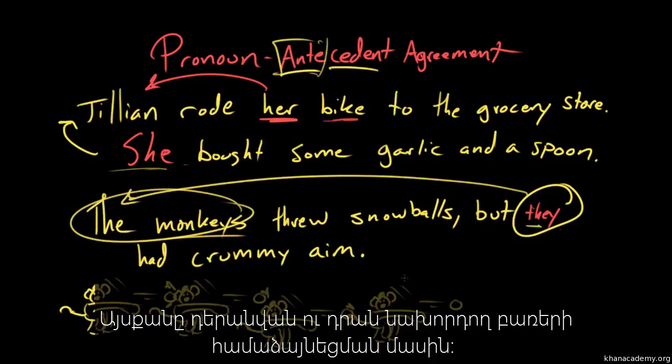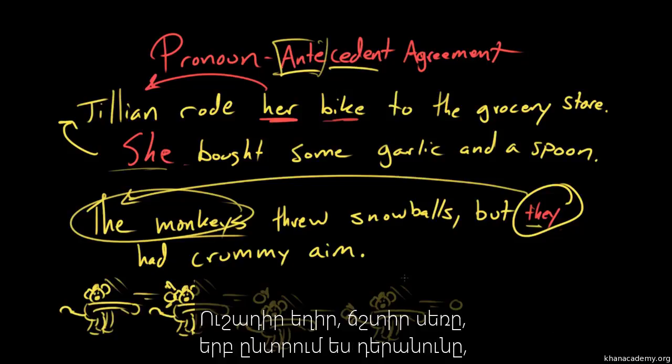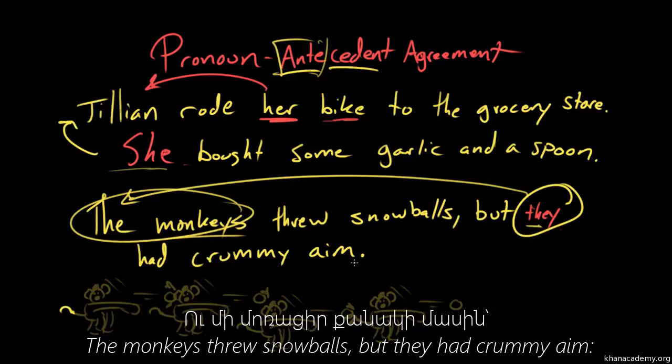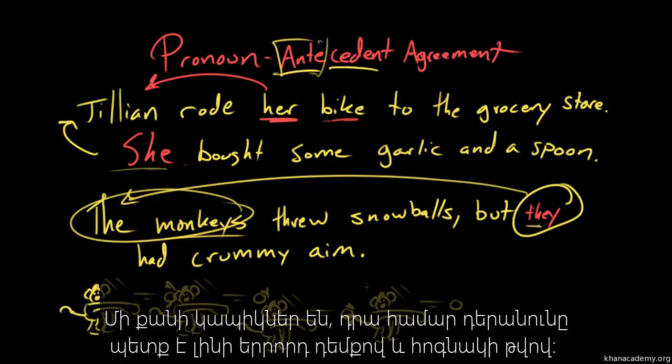So that's pronoun antecedent agreement. So remember to make sure to line things up when relevant by gender. So Jillian rode her bike, she bought some garlic and a spoon, and by number. So the monkeys threw snowballs, but they had crummy aim. So there's more than one monkey, so you'd want to use the plural third person pronoun.